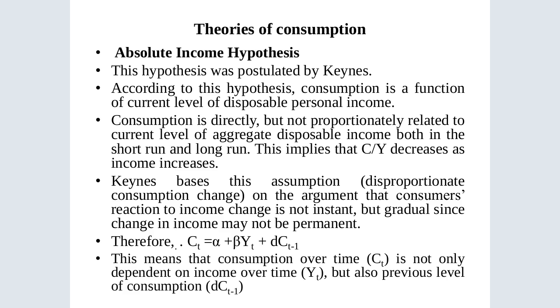The absolute income hypothesis was formulated by Keynes. Now, according to this hypothesis, consumption is a function of the current level of disposable income. That simply means that consumption is determined by our current level of personal disposable income.